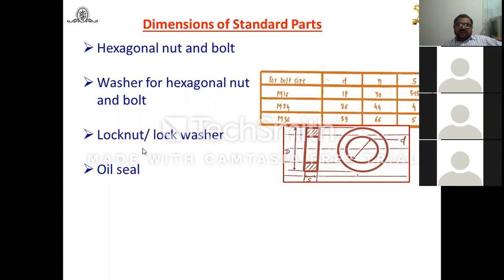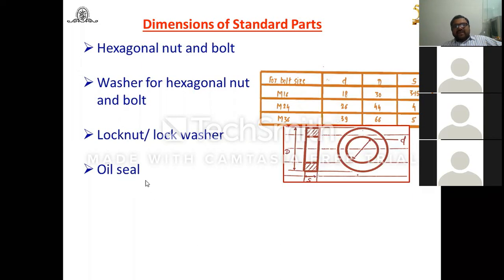Then the lock nut and lock washer. Sometimes, to mount the part properly and retain its axial and radial movement, you have to use lock nuts also. Lock nuts are also available in the data books. So you can select them, already in, you know, the construction machinery manual, how to retain the parts. I have already explained this point. So you can select lock nuts, sometimes rings, oil seals.